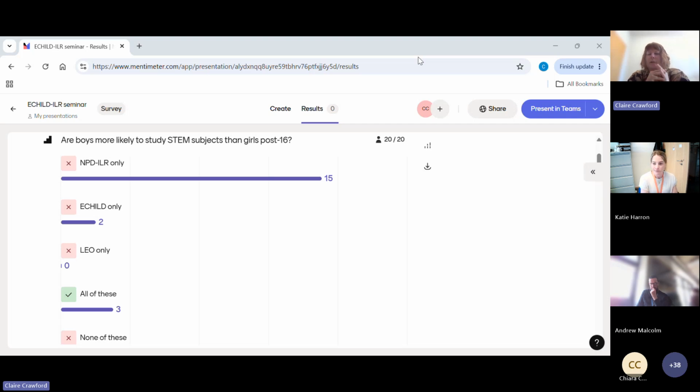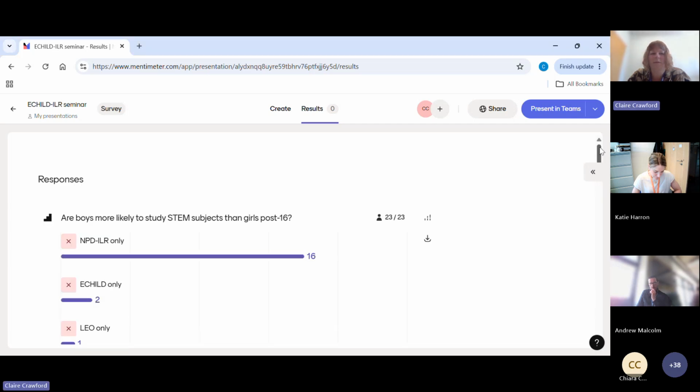So most people probably clicked the first one they came to, and you're absolutely right. You can do that just using NPD ILR. You don't need ECHILD to do it. But because the NPD and ILR data is included in both ECHILD and LEO, you can answer that question using all three data sets. But you wouldn't want to apply for ECHILD to answer that question specifically, because you're having to jump through hurdles to potentially access health data that you don't need to, because you could get it from these separate data sets. So well done, most people there.